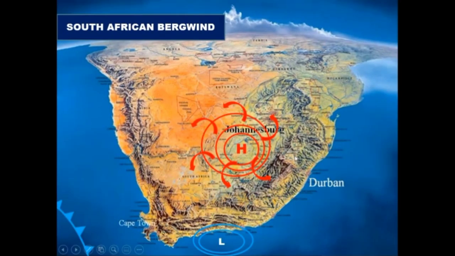Okay, there we go. So what do we need? We need a coastal low. There's the L here on the coastline. We need a coastal low. We have a high pressure in the interior of the country. Okay, that's the Kalahari high pressure. We say air moves from a high pressure to a low pressure.